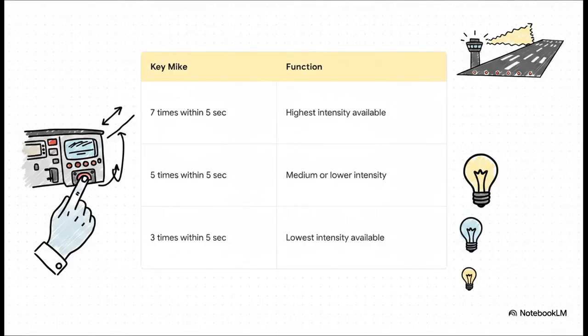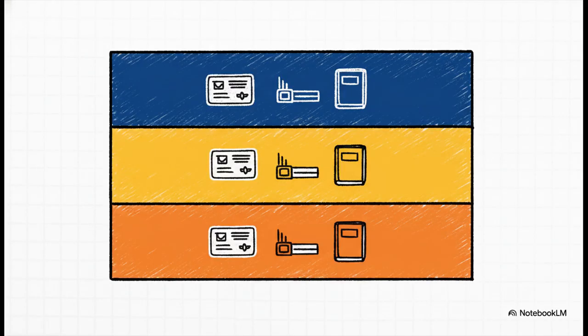And here's another very practical example from the AIM. This table details the standard procedure for activating airport lighting from your cockpit at an airport that doesn't have an operating control tower. You use your radio microphone, and this tells you exactly how many clicks to use for each intensity setting.